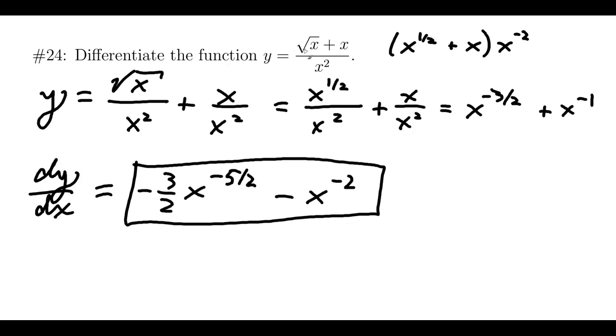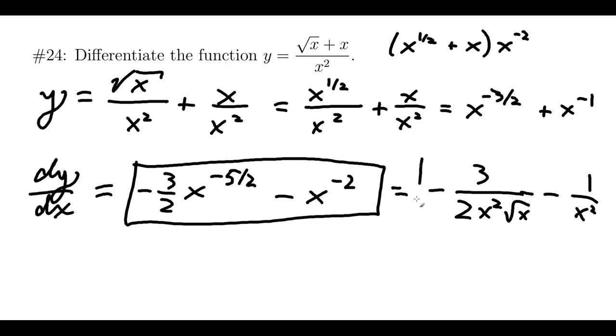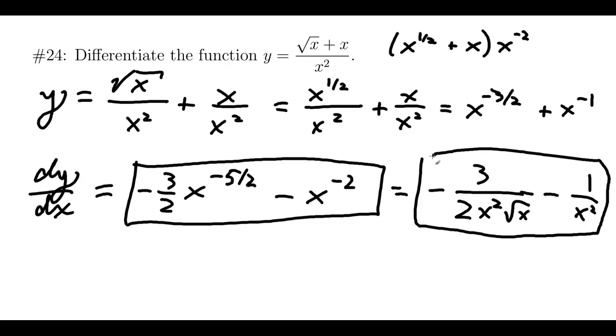Now, the original expression was written with radicals and fractions, so if you would like to retain that form, you could do something like negative 3 over 2 times, we have x to the negative 5/2, so we could pull out an x squared radical x. I believe that'll work out fine for us. Minus 1 over x squared. So this would be another way you could write the derivative if you preferred to have the fractions and radicals rather than negative and fractional exponents.